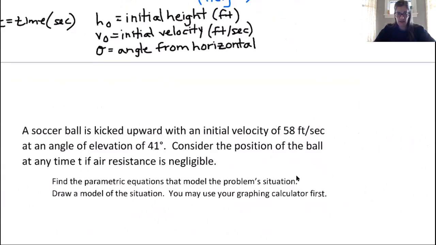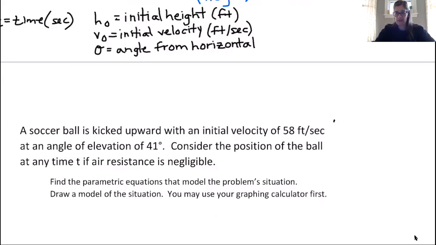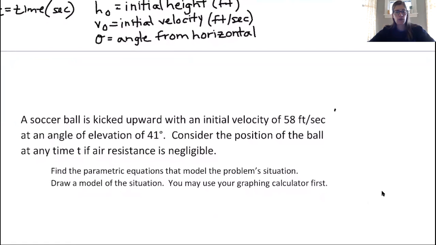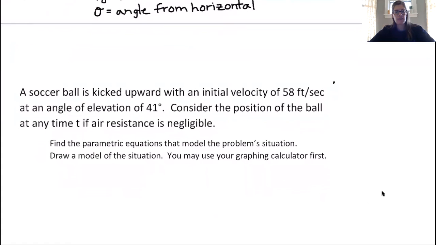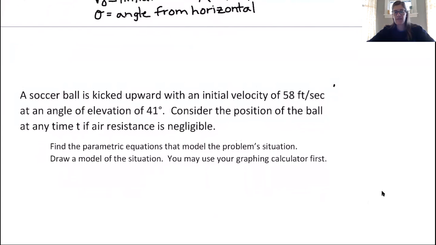A soccer ball, sorry, my internet is running a little slow, so it takes a while for my screen to catch up. A soccer ball is kicked upward with an initial velocity of 58 feet per second at an angle of elevation of 41 degrees. Consider the position of the ball at any time t if air resistance is negligible. So mathematicians are often going to ignore things like air resistance, wind that might affect the position of the projectile.